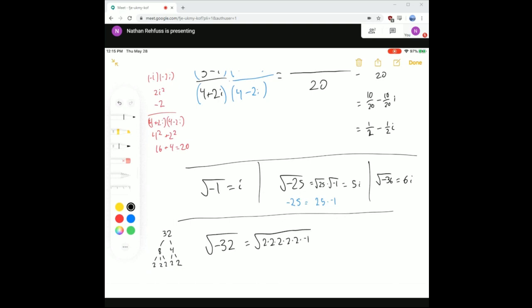And what we're going to do is pairs of numbers can come on out of the square root, just like last unit. Singletons are stuck lonely underneath. So a pair of 2s comes out, a pair of 2s comes out. So that's this guy and this guy. And then there's a 2 left, and there's a negative 1 left. So our final answer is 4 root 2 i. And the i is outside of the square root.